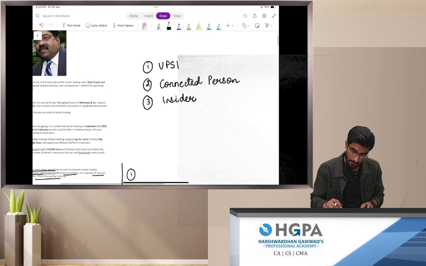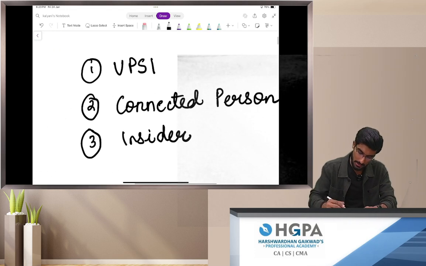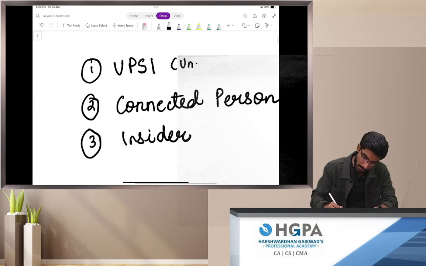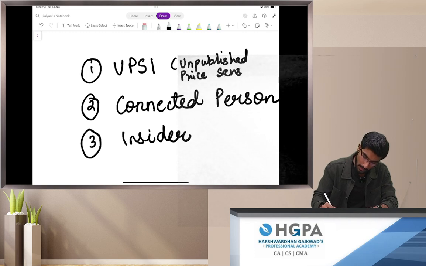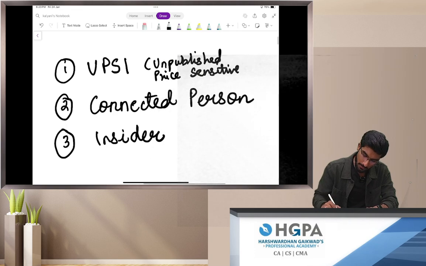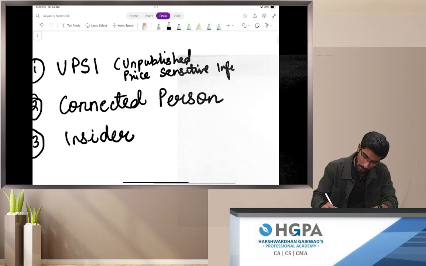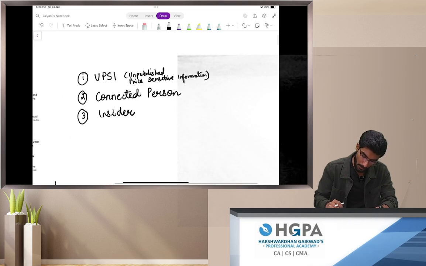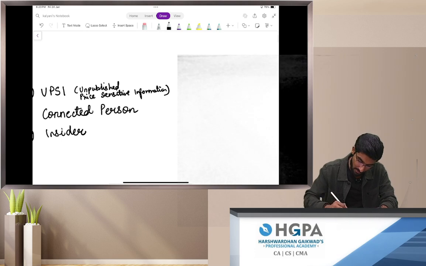Till now, people, we have understood what is unpublished price sensitive information. What is unpublished price sensitive information, people?